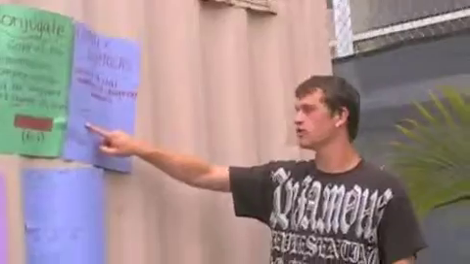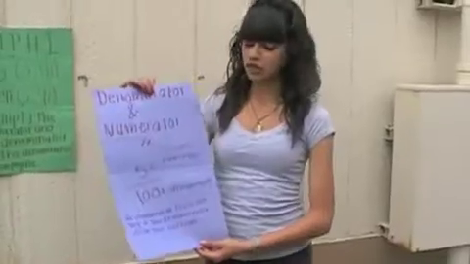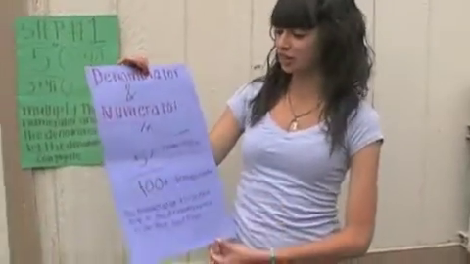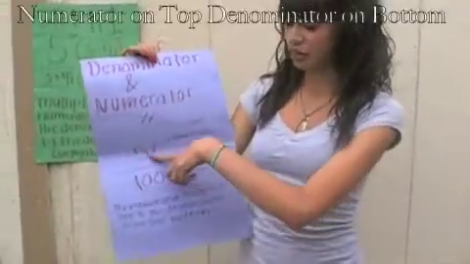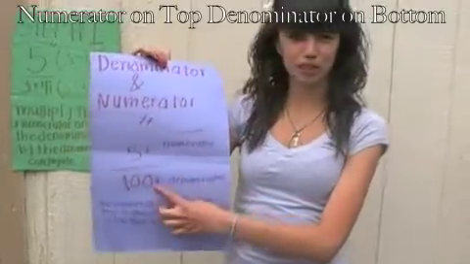Today we're going to be learning about complex numbers. Complex numbers consist of one real number and one imaginary number. So what you have to know to solve this problem, you have to know the denominator and the numerator. The numerator is on the top and the denominator is on the bottom.